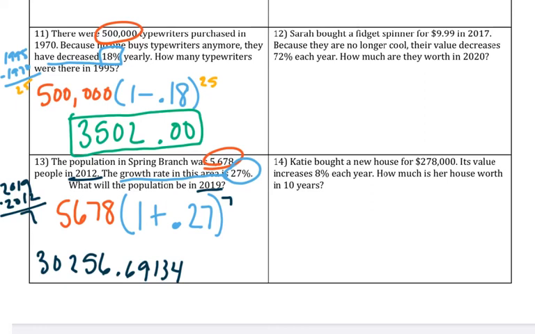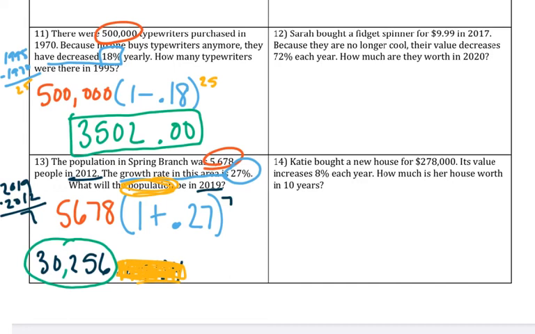So this number here, it's people, population. How many people are there? When we talk about people, we just ignore the decimal. We don't even have to worry about rounding because we're not going to round a person. So when we're talking about people, that's a whole number, then we just keep it 30,256. Okay, so number 13 is my people.